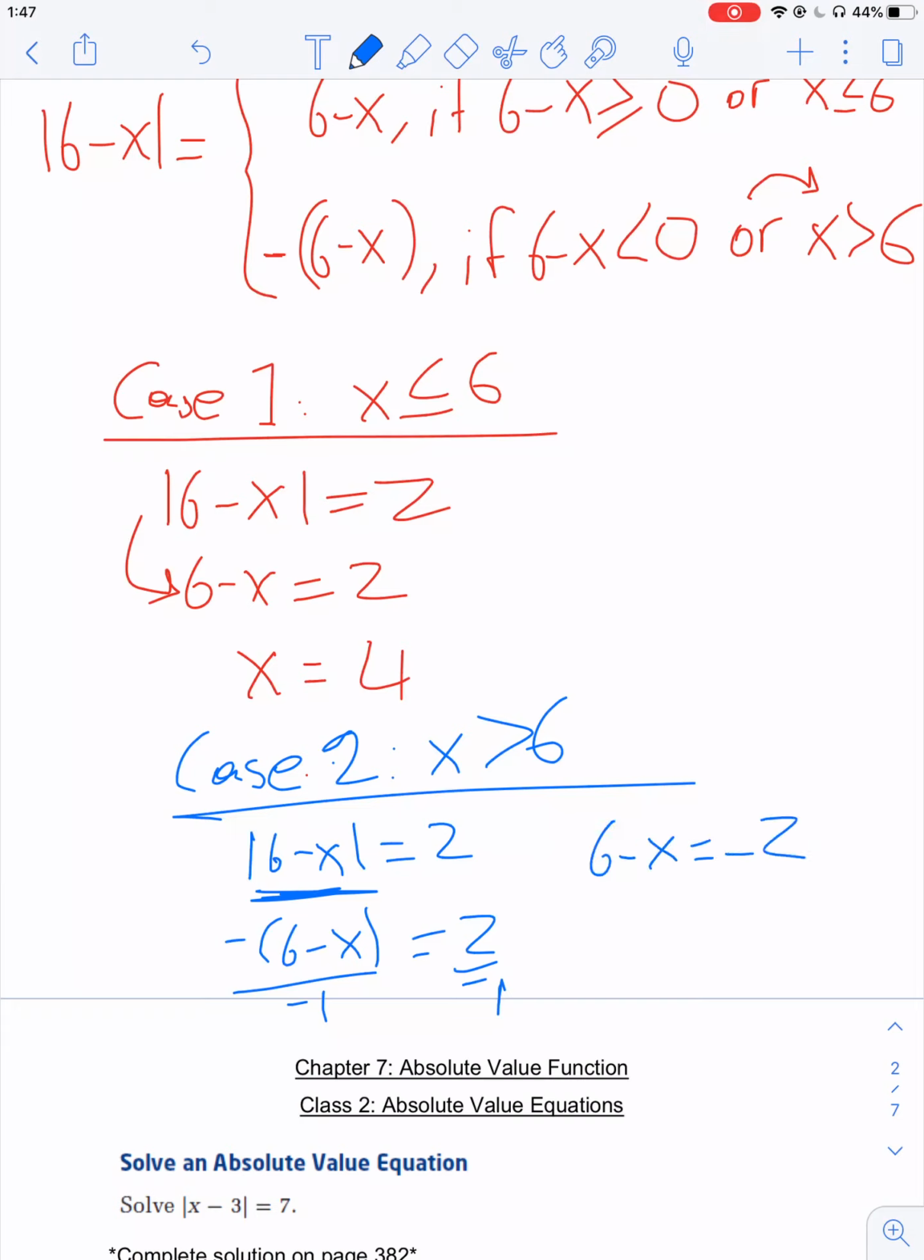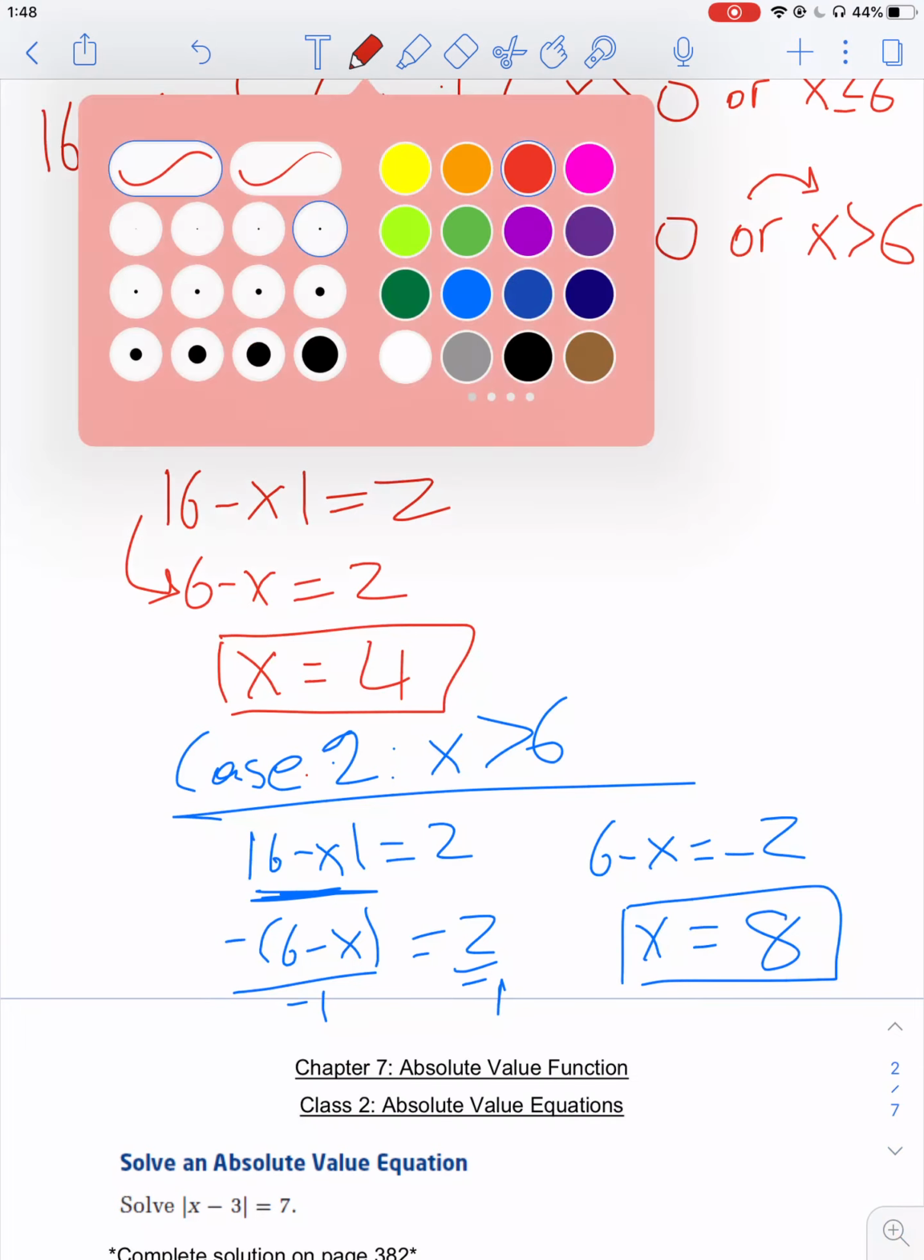And if you solve for x, you're going to get x is equal to 8, okay? Because you're going to have to do +2, +2, and then +6, +6. Okay, so these are your two solutions, okay? x is equal to 4, x is equal to 8. But once you find your solution, always check if they're within your domain.